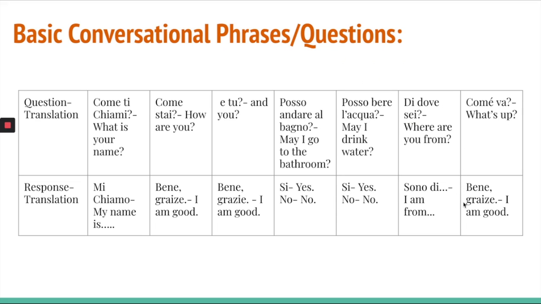Another way you guys can practice this is finding a partner or a parent or a friend, doesn't matter, and just going through the questions and translations and the responses together and forming your own conversation with them. Really speaking it out, pronouncing each letter, again, is really going to help.